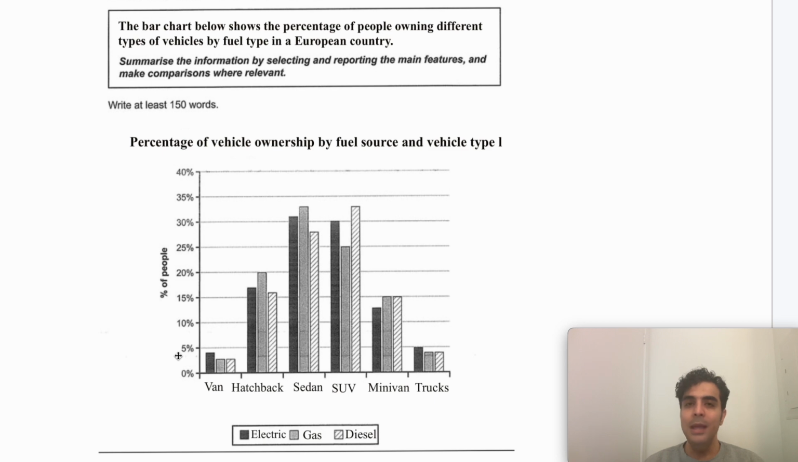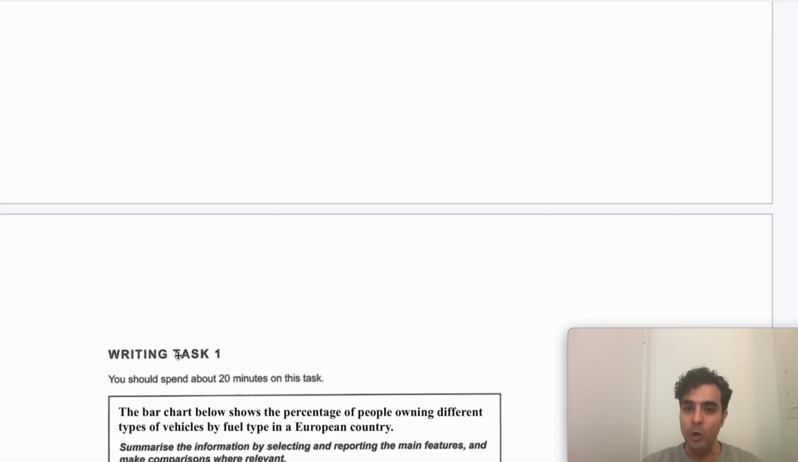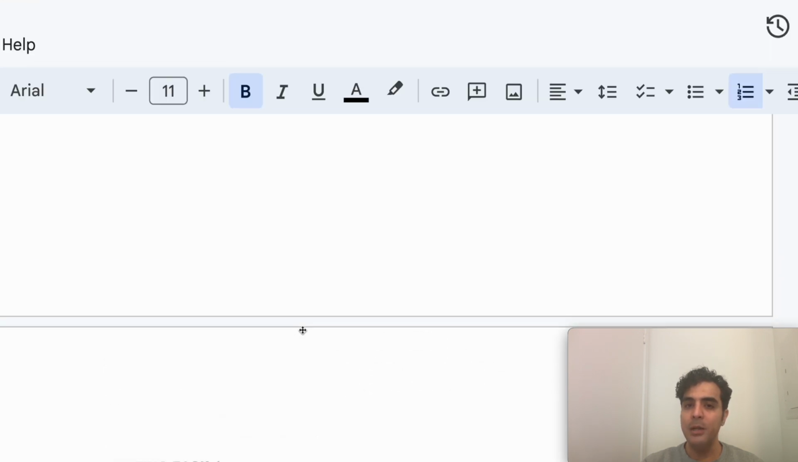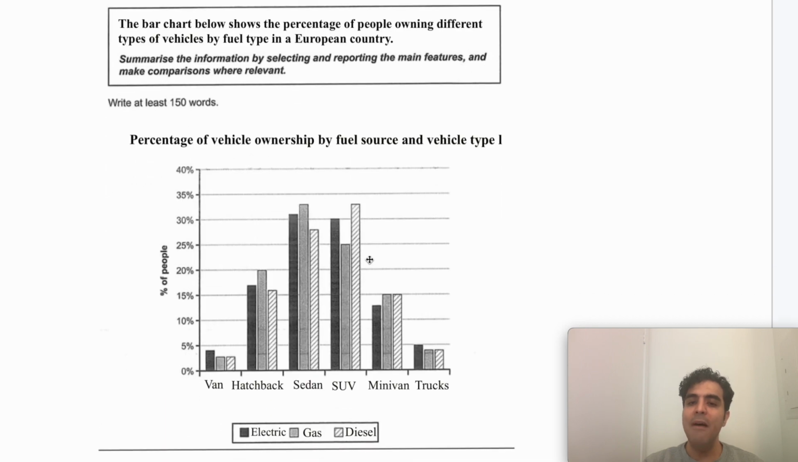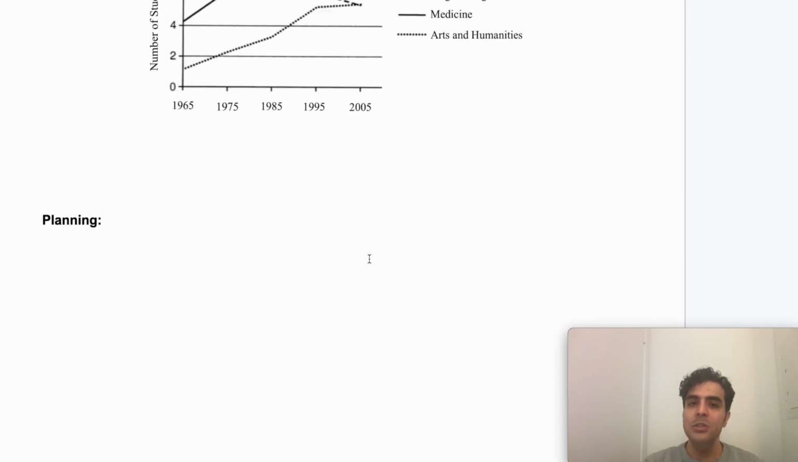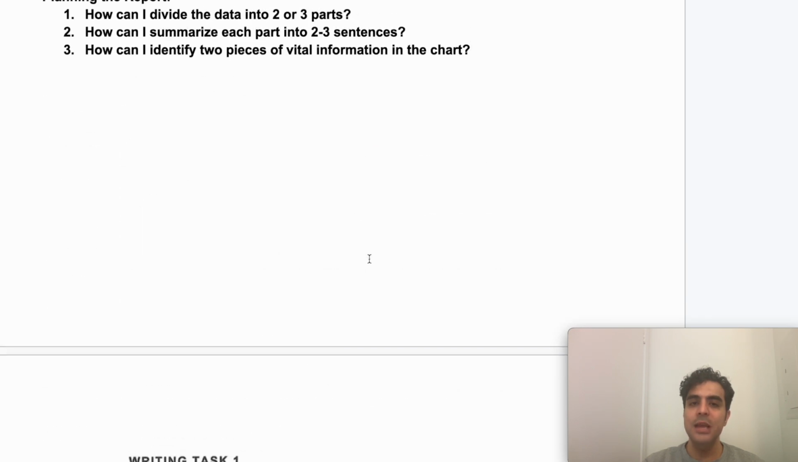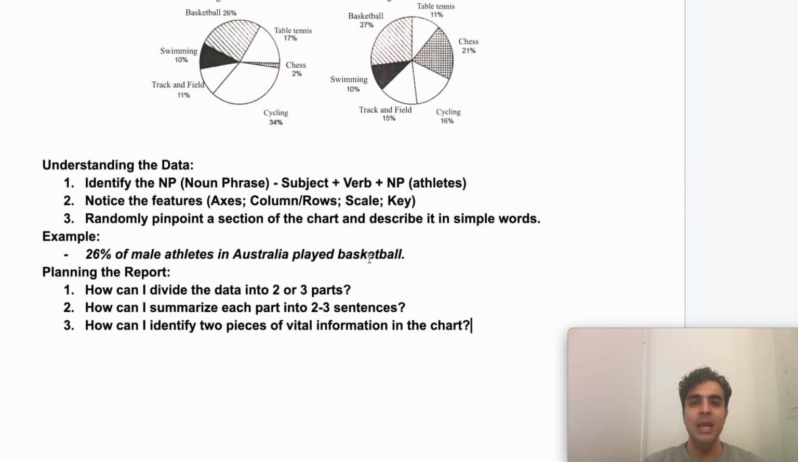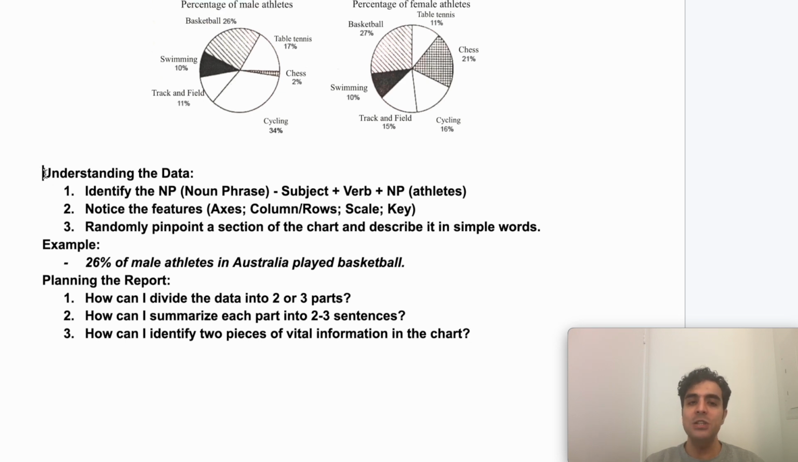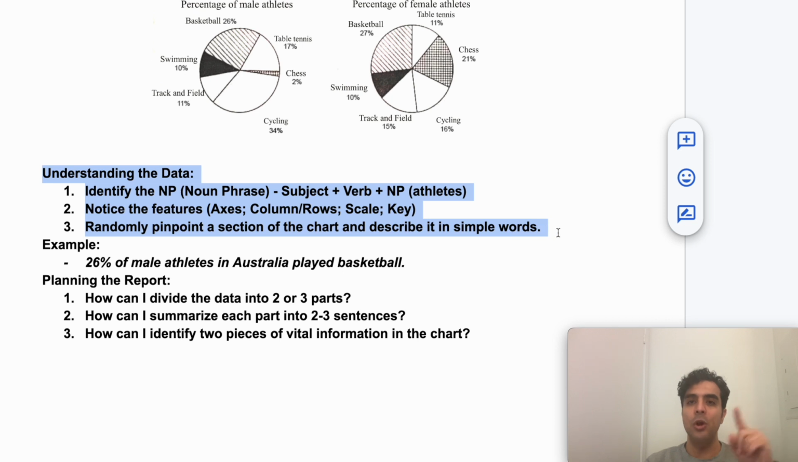What I want you to do is review examples from the course book, from the IELTS preparation material that you have available to you, and then try to answer all of these questions that we've prepared for each case. So take a Cambridge IELTS book, open it up to Writing Task 1 Academic, take a look at the chart. First, go through the understanding process. Make sure you can identify the noun phrase. Make sure you pay attention to all the features, and then make sure you're able to describe one random part of the chart for yourself.